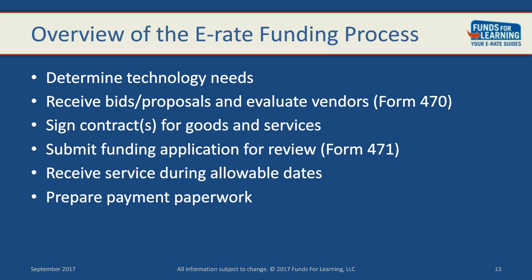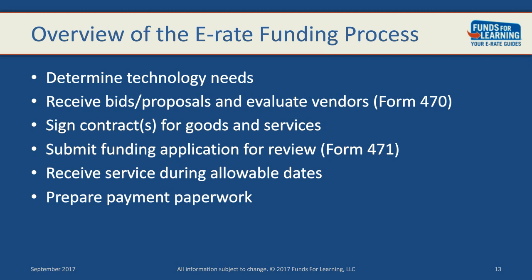After you have competitively bid and selected your contracts, then you sign those agreements and submit a funding application, something called the Form 471. The Form 471 is sort of like submitting your tax paperwork. You get all your information, you send that in, the application is reviewed, and then after that funding commitment arrives, you can actually begin to receive the discounts and the services, and then finally submit payment paperwork.